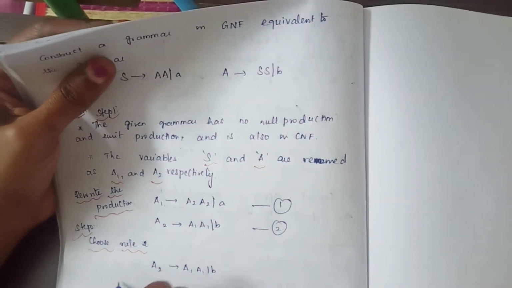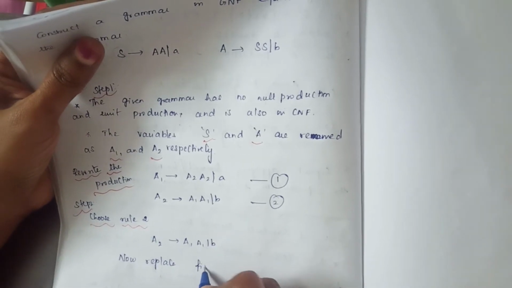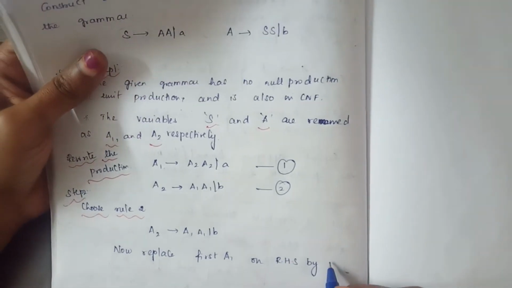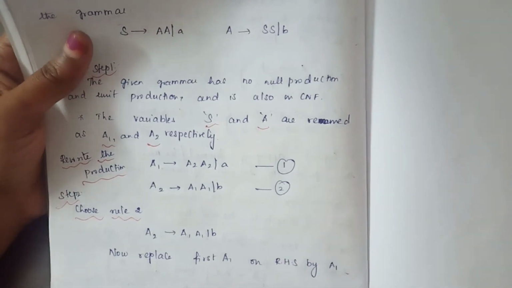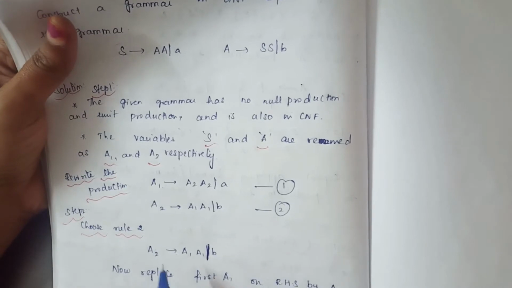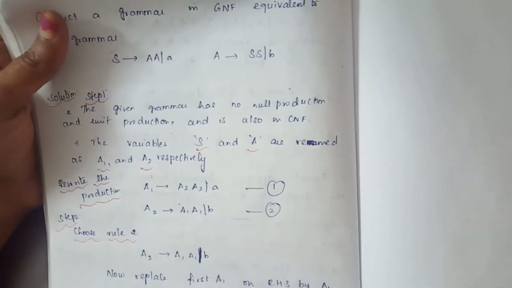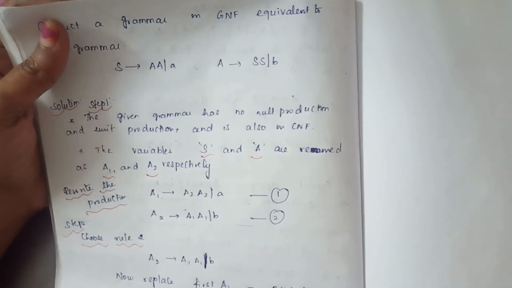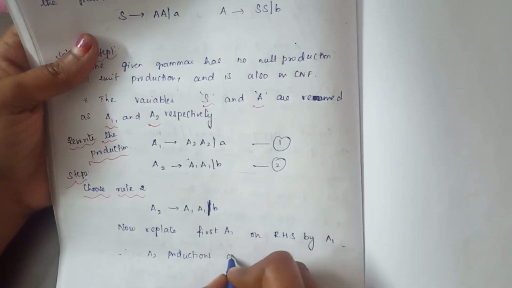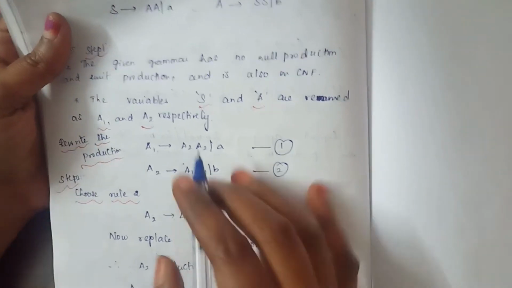So now replace the first A1 on the right hand side by A1's rules, right? So actually this is going to be a substitution technique, which is known as lemma 1. So we have to substitute this A1 with the value of rule 1, right? Okay, so therefore A2 productions are, so A2 gives, so we have to substitute, right?